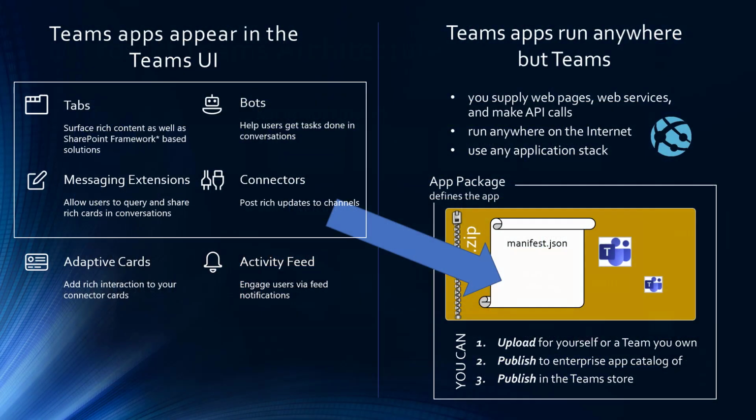Well, that's done using something called an app package, which contains a Teams app manifest. So your tabs, bots, messaging extensions, and connectors, and again, I'll talk about them more in another video, but all of that gets put together inside of this manifest file, along with a couple of icons that get zipped up. And at that point, you can upload it for yourself or for a team you own, if you have permission. You can publish it to the Enterprise App Catalog, or you can publish it to the Teams Store. So let's see how that works.